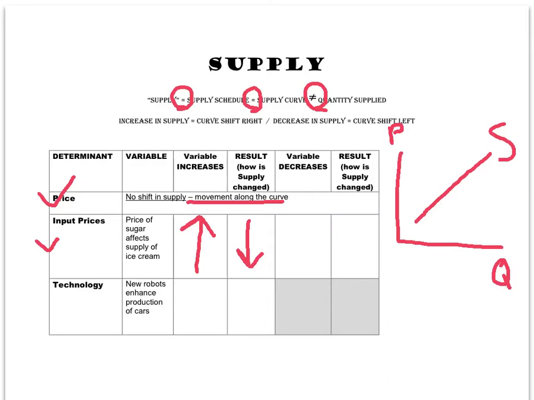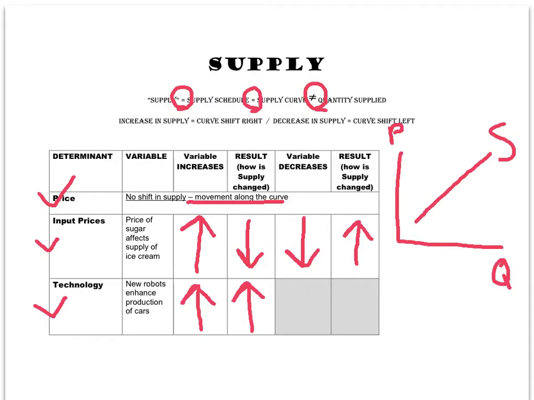And that makes intuitive sense. Price of sugar goes down, then the supply of ice cream will likely increase because it's easier to supply it. The second determinant is technology. And let's talk about, for example, robots building cars. Let's say the technology, robot car building technology is the variable, goes up. What does that do to the supply of cars? Pretty intuitively, it's going to be easier to supply them.